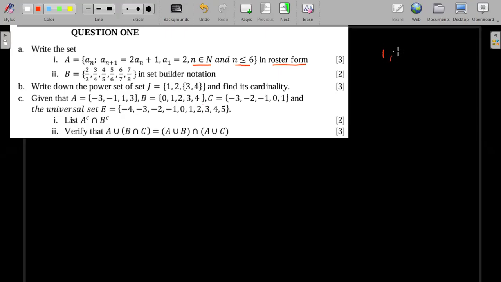So they start from 1, 2, 3, 4, all the way up to positive infinity. These are natural numbers. Here they're saying this n is a natural number, but it is less than or equal to 6. So the values of n that we are going to use here are just 1, 2, 3, 4, 5, and 6. These are the only ones that we're going to use because we have been given a restriction there.